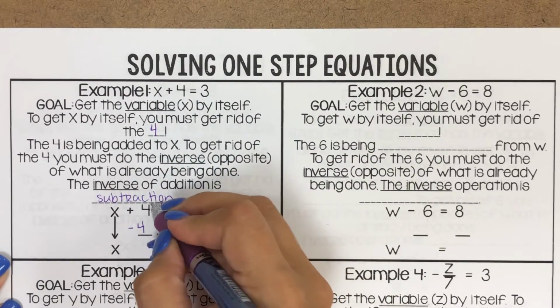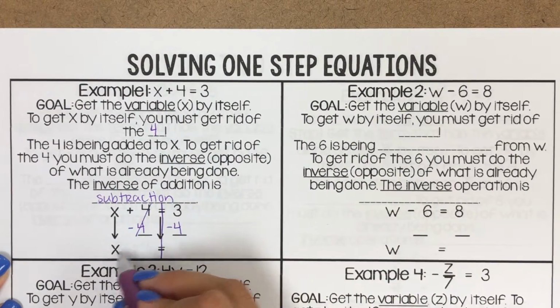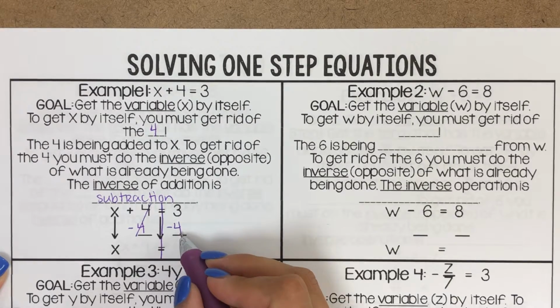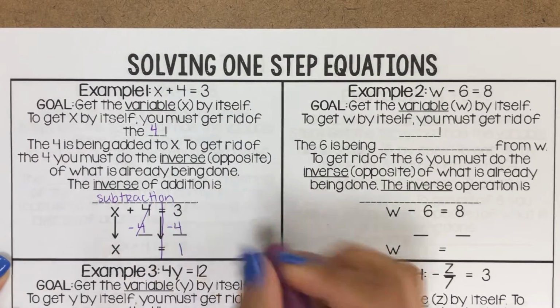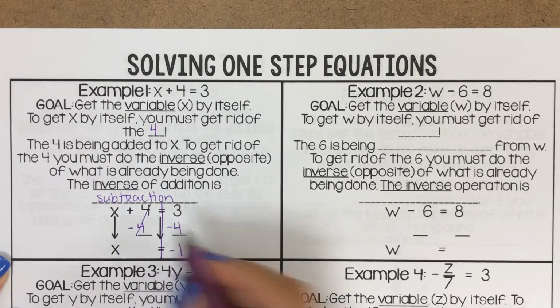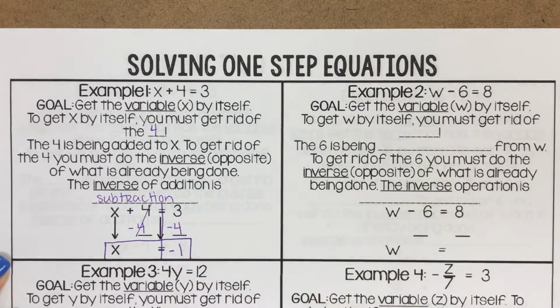Those are going to 0 or cancel each other out. We bring down our x. 3 minus 4, using our integer operations, we subtract the two numbers, keep the sign of the larger valued number. So the answer is x equals -1.